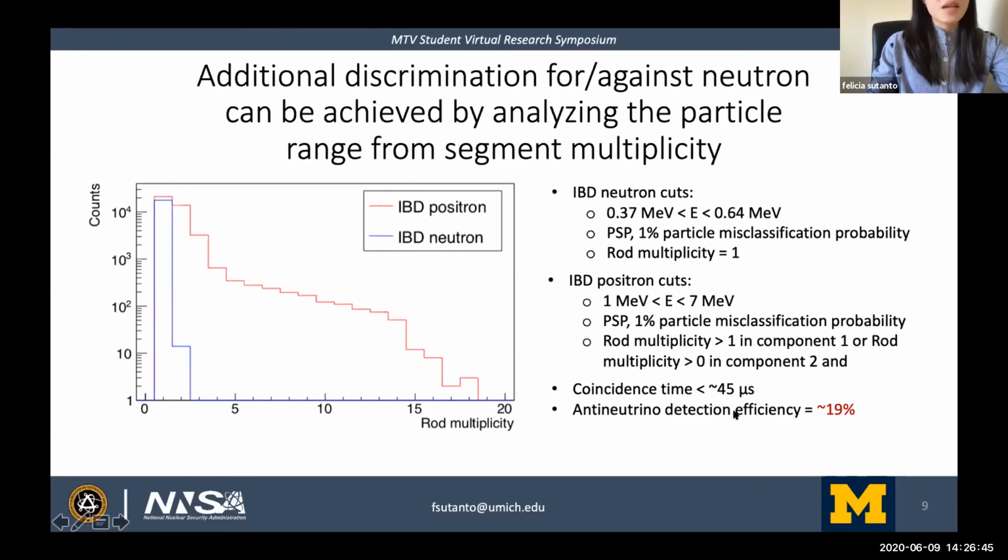And then the time cut. So this was obtained from both the background data and also IBD neutron simulation in the full SAND detector. We optimized this cut based on the shape of the inter-event time distribution. And we determined the best cut to be around 45 microseconds. And just for comparison, the average neutron capture time in our detector is 36 microseconds. So using these cuts, I could then estimate the antineutrino detection efficiency. And the efficiency is currently estimated to be about 19%.